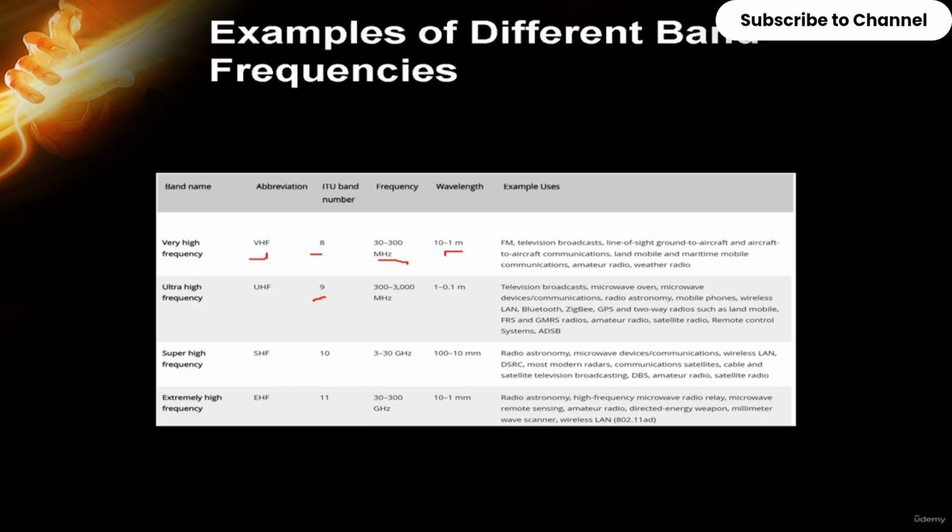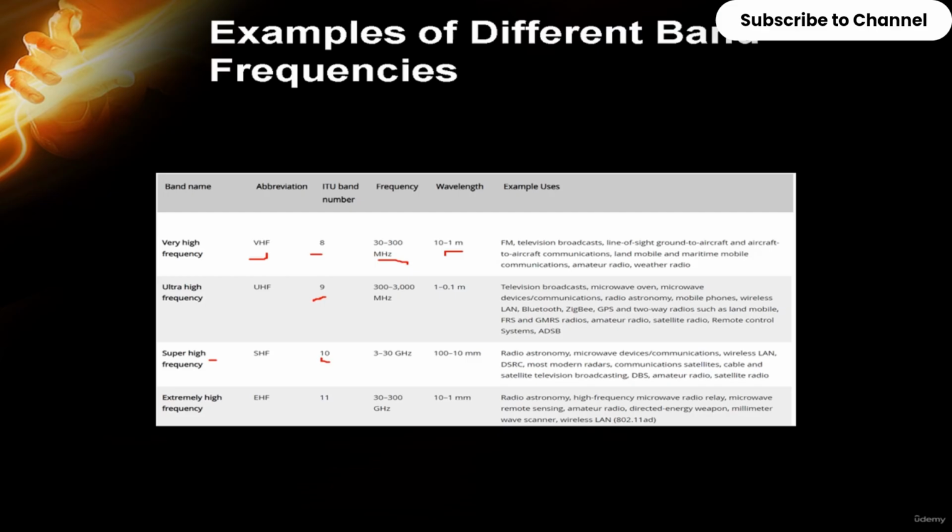Then if you see the super high frequency, the ITU number is given as 10 and the frequency is 3 to 30 gigahertz and the wavelength is 100 to 10 millimeter. It is used in astronomy, microwave devices, wireless LANs, satellite radio communication like that.